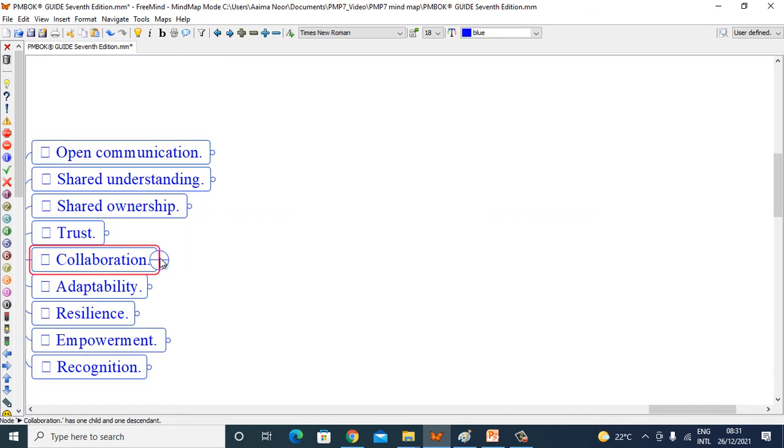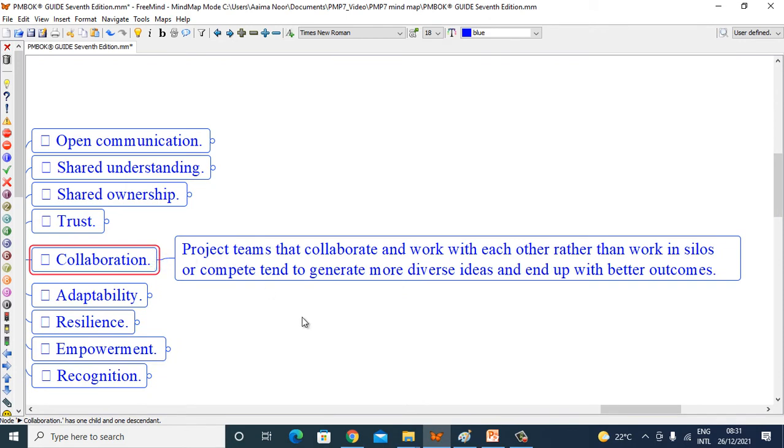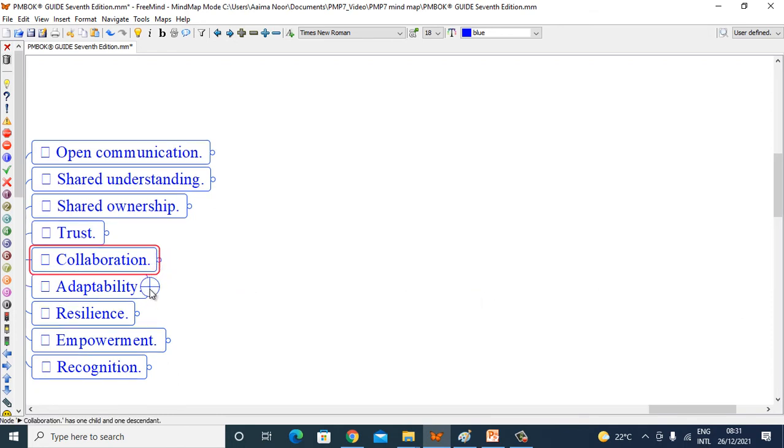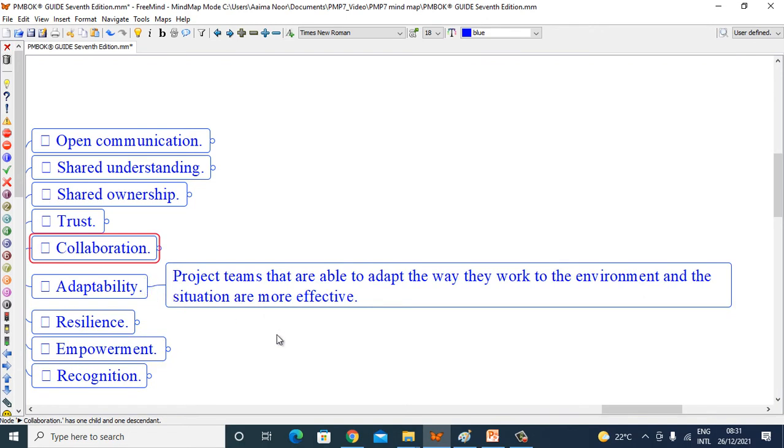Collaboration. Project teams that collaborate and work with each other rather than work in silos or compete tend to generate more diverse ideas and end up with better outcomes. Adaptability. Project teams that are able to adapt the way they work to the environment and the situation are more effective.